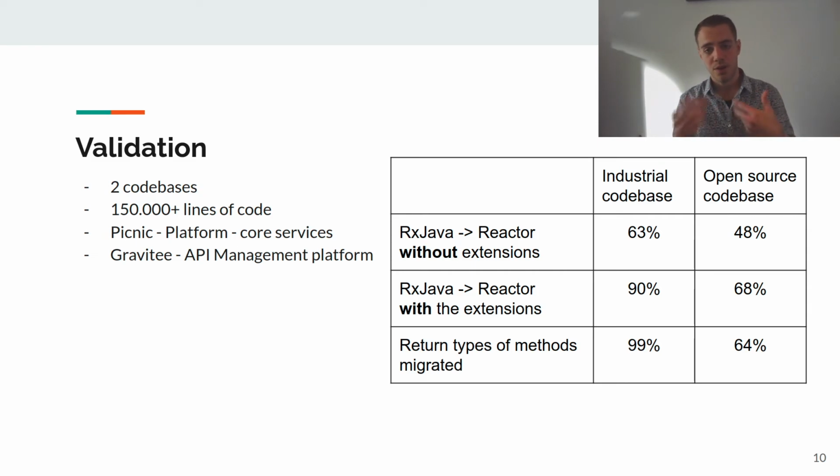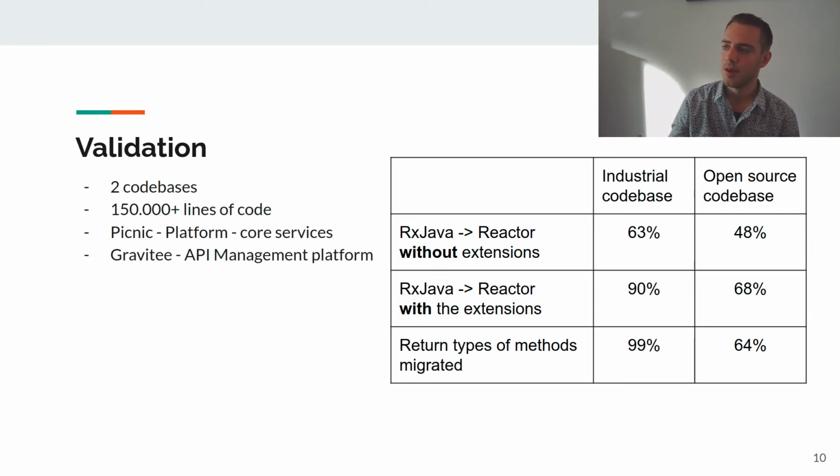After turning on our extensions, we wanted to see how much more code we can automatically migrate. In total, we were able to migrate 90% of all our Java usages for the industrial code base, and for the open source code base, it was 68%. Important to note is that the focus of the extensions was on automatically migrating return types of method declarations. For the industrial code base, we were able to migrate 99% of all our Java return types, and for the open source code base, that was 64%.